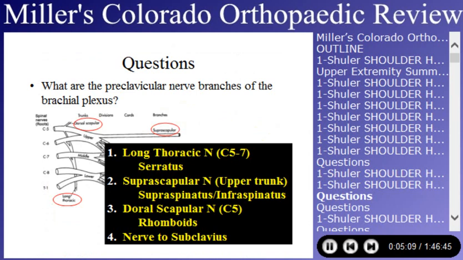Preclavicular nerve branches, remember there's 4. Look at the diagram, know where they're at on the diagram. Dorsal scapular nerve, long thoracic nerve. Palsy of serratus anterior causes that medial scapular wing. Suprascapular nerve can be entrapped at several places, and we'll go over those test questions. There's 4 preclavicular nerve branches.